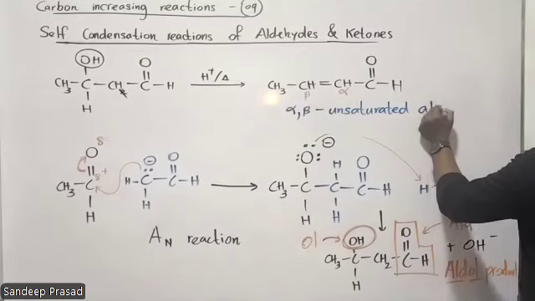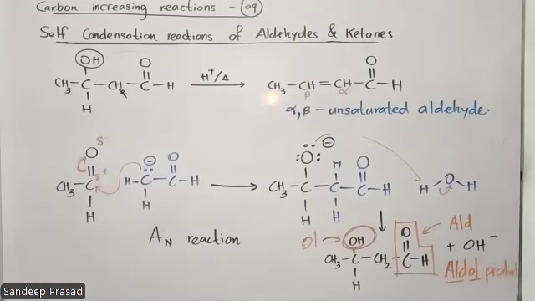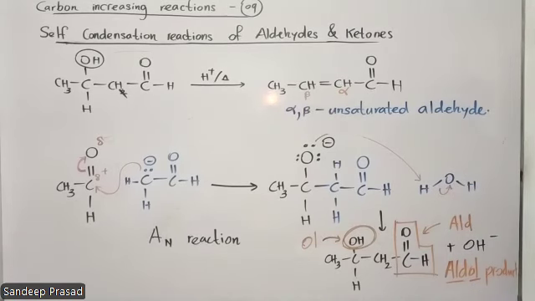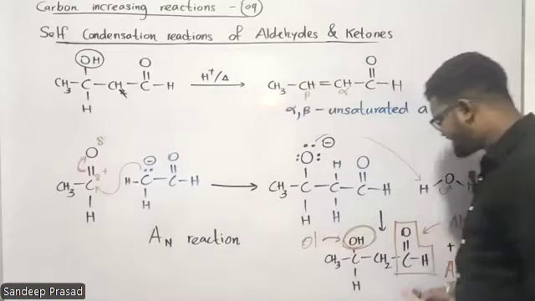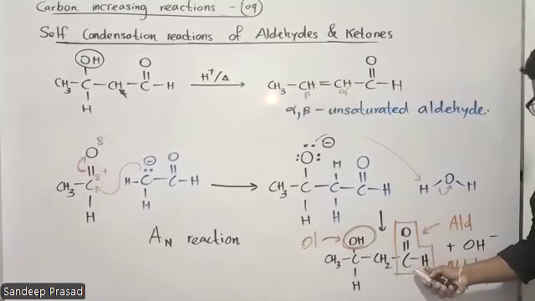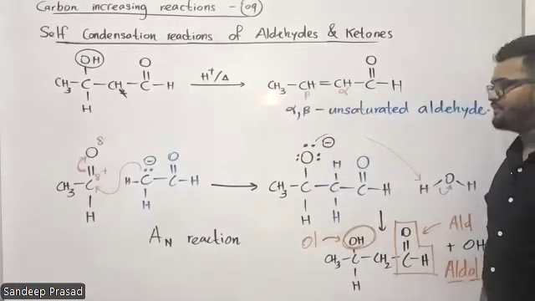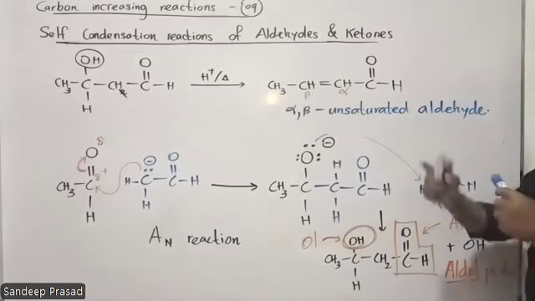Alpha comma beta unsaturated aldehyde. So after the dehydration, the product that we obtain is an alpha beta unsaturated aldehyde. Keep that in your mind. Actually, these are two steps. Addition of aqueous sodium hydroxide gives this aldol product or ketol product. After the dehydration only, we obtain this alpha beta unsaturated aldehyde or ketone. Keep that in your mind. Those are two steps.